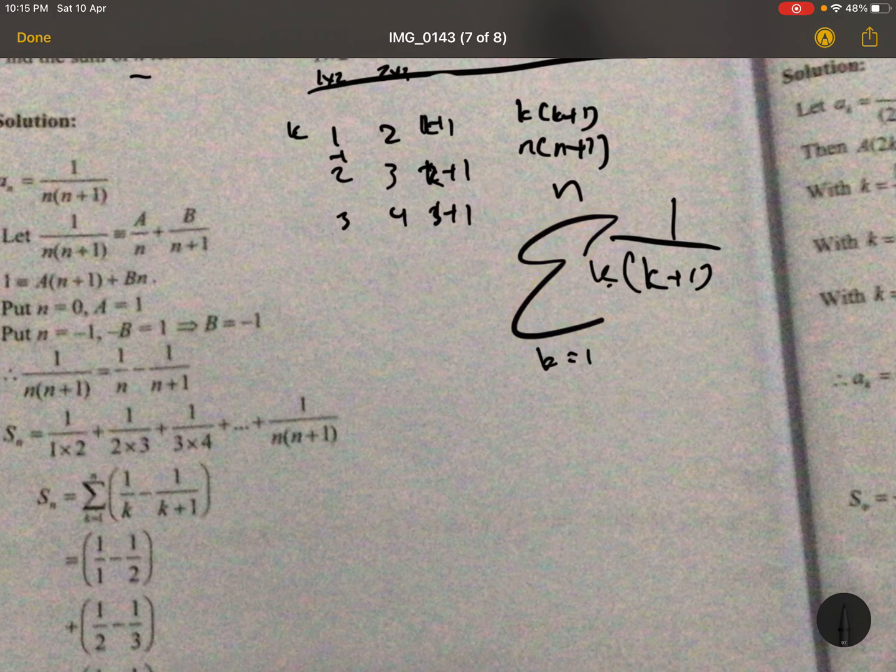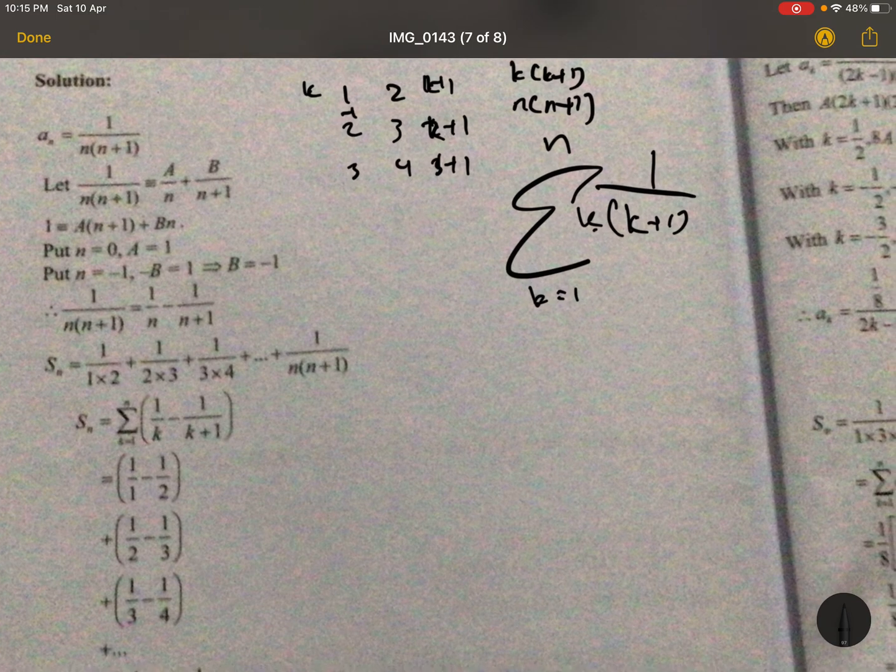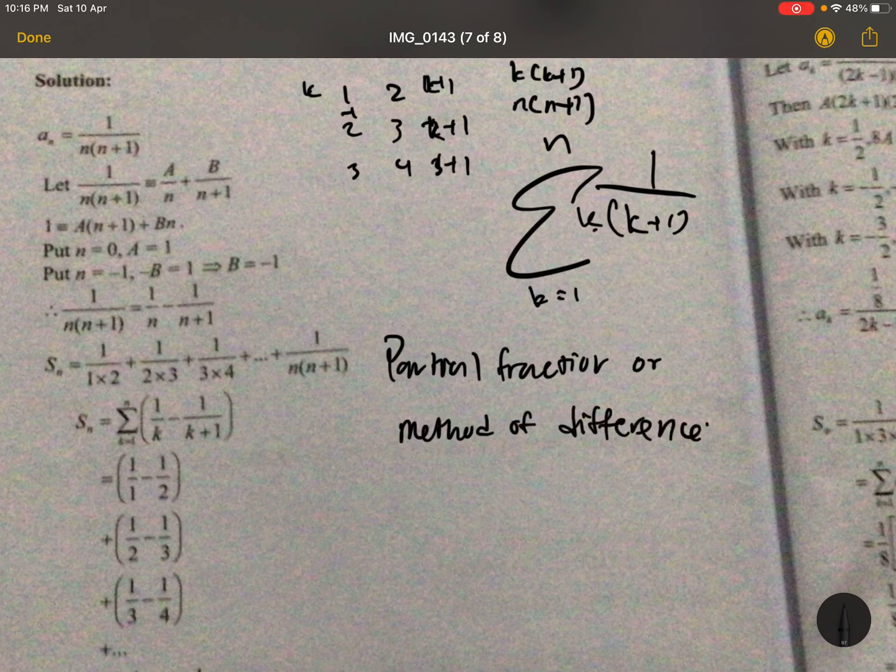So the main thing is that there are two ways to do it. One is by doing, what's it called again? Partial fraction, or method of differences. Now, when should you use partial fraction? When should you use method of differences?